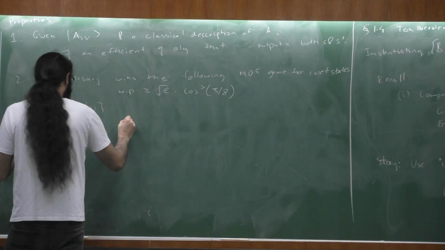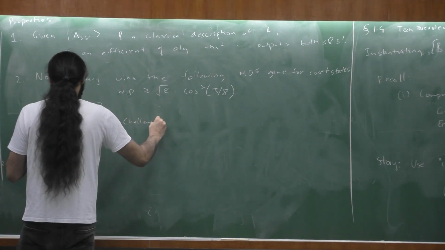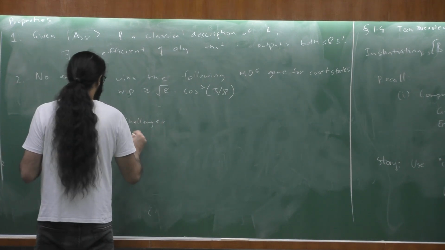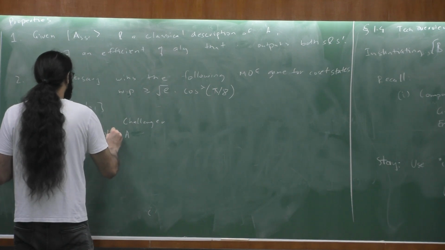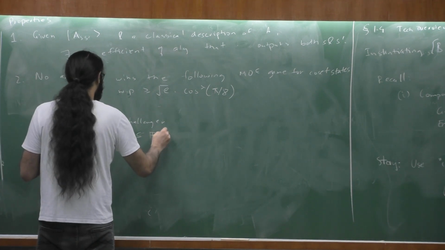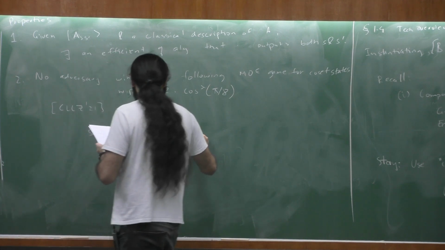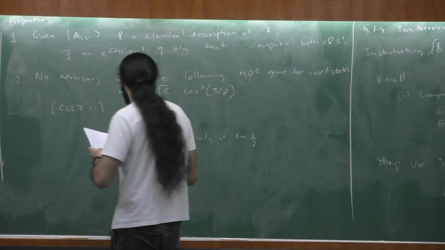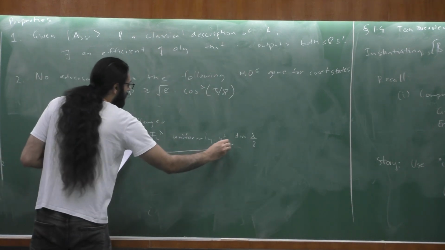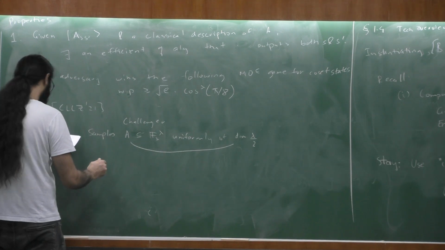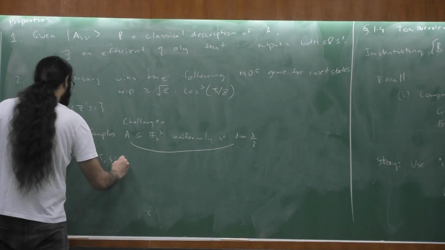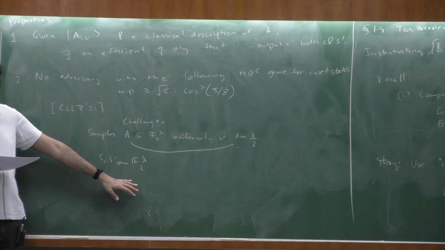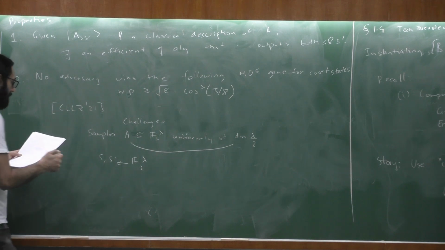And what is the game? The game is the following. So you have a challenger. The challenger samples a subspace A of F2 lambda uniformly, of dimension lambda by 2. And it samples S, S prime uniformly from F2 lambda. So there's no restriction that it has to be inside A or not. So it's just a uniform sampling, right?